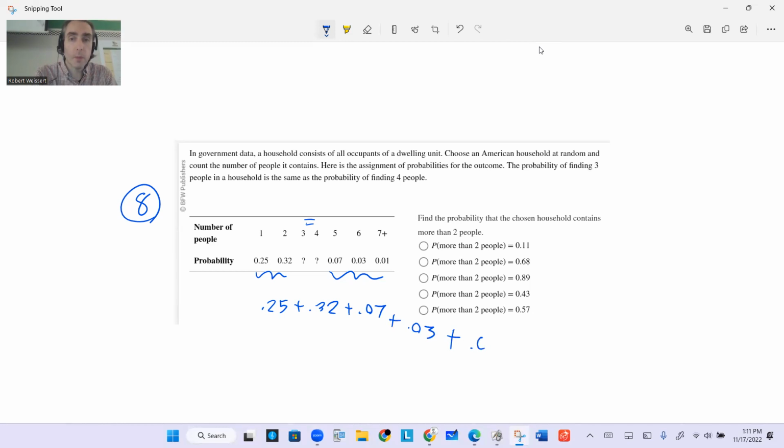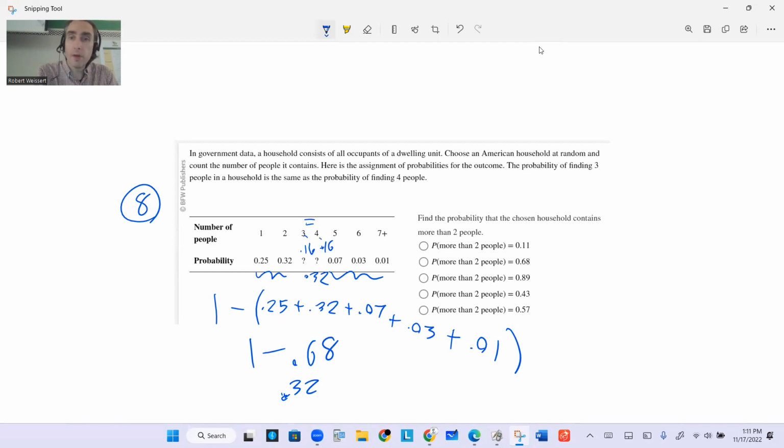So what do you get? Well, let's see, that's 25, 32, 30, 5, 7, 64, that's a 0.68. So it looks like all that would be 1 minus 0.68. And that's going to give you 0.32. And that's going to be what these two add to. So individually, since it says they're equal to each other, they're going to be 0.16 and 0.16. So now I know 3 and 4 are both 0.16.